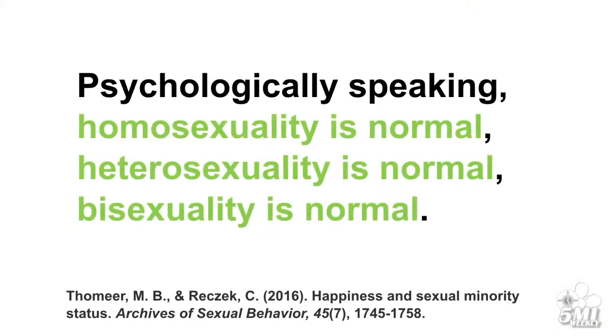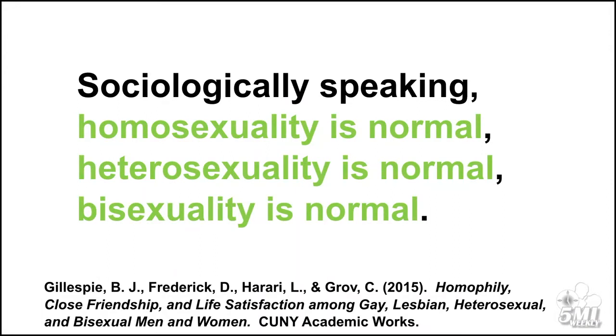Homosexuality, heterosexuality, and bisexuality are normal from a psychological perspective because sexual orientation is not negatively correlated with happiness. Homosexuality, heterosexuality, and bisexuality are normal from a sociological perspective because sexual orientation is not negatively correlated with the number of relationships or friends a person has.